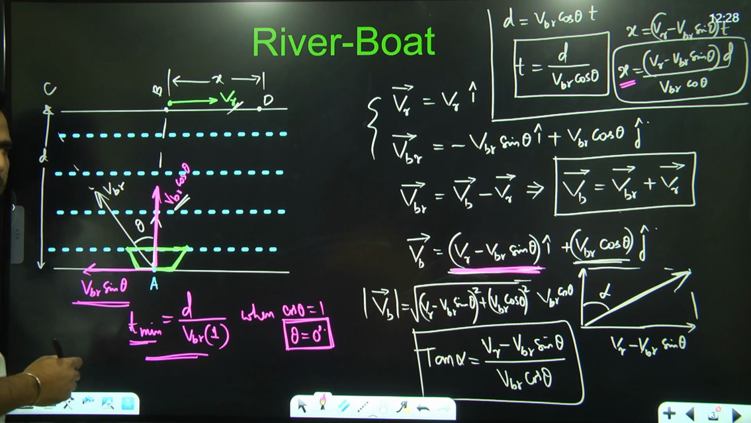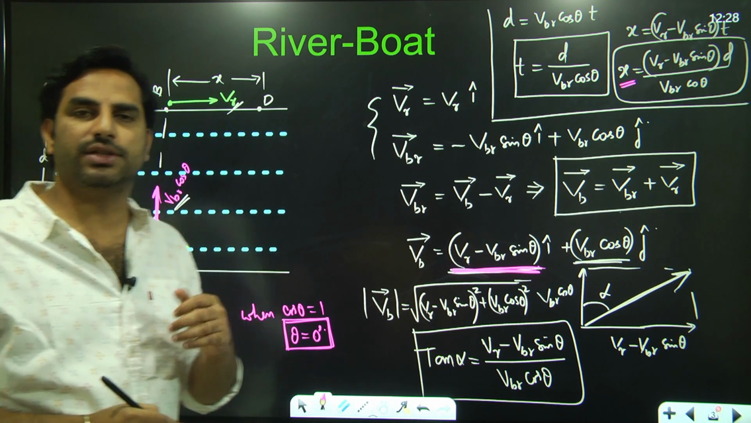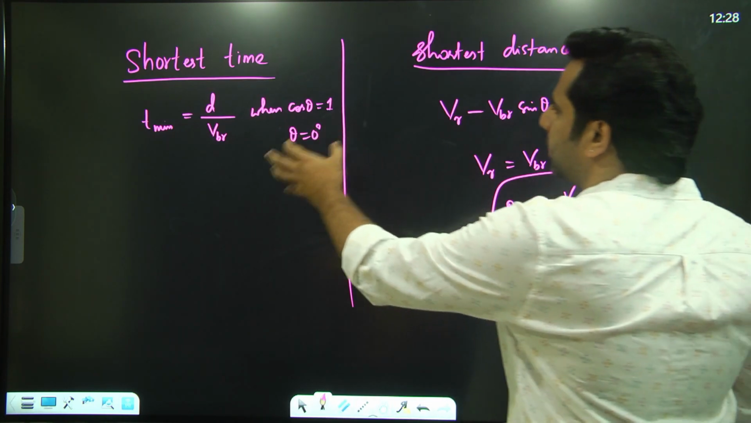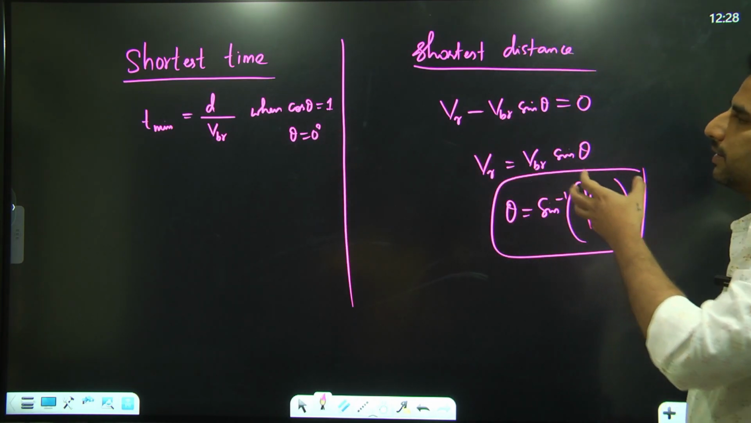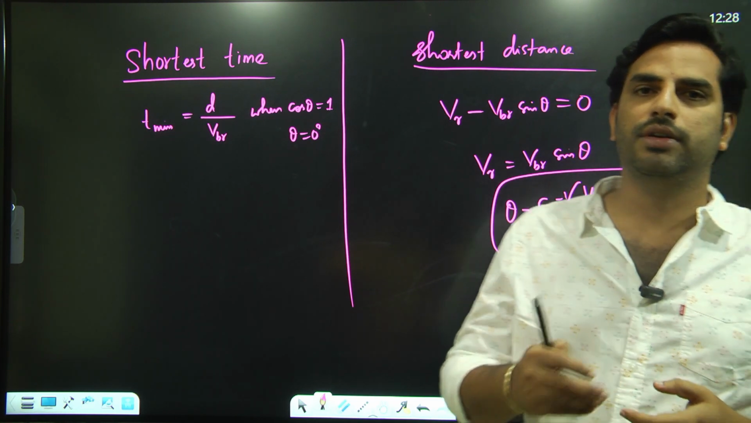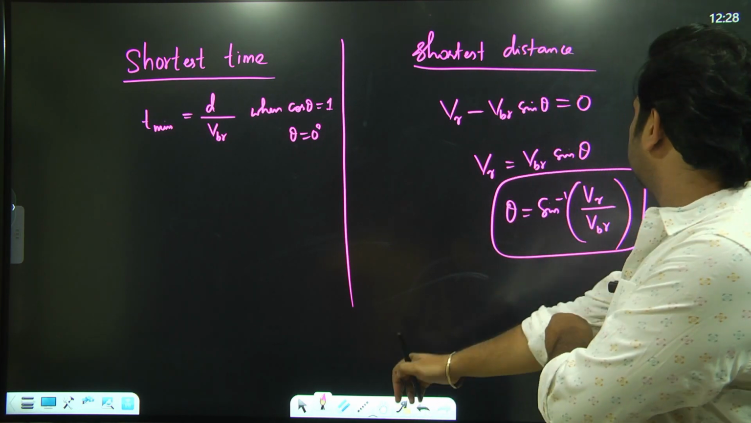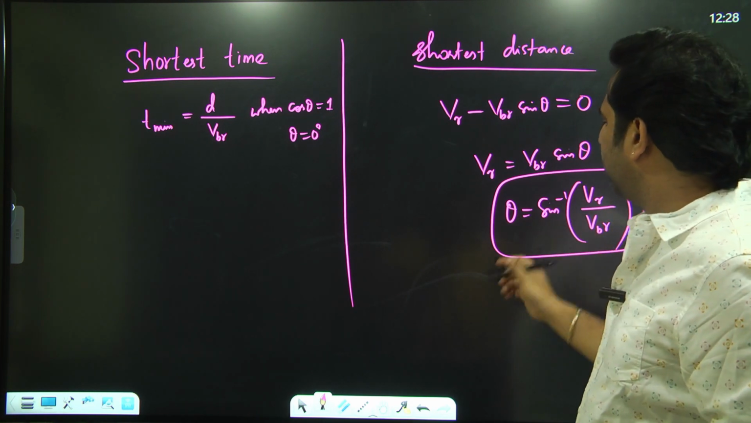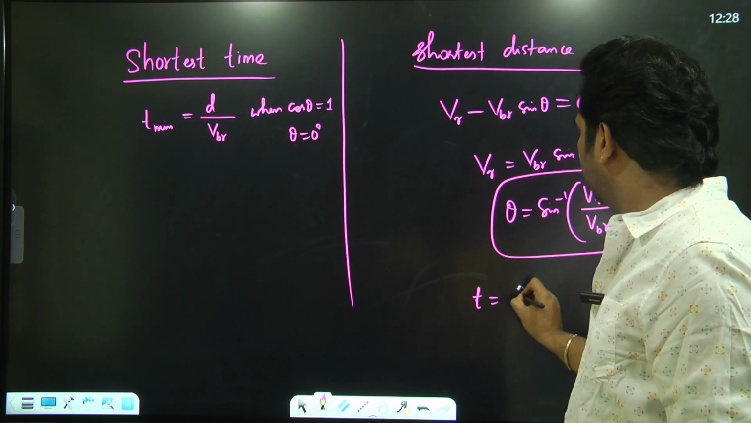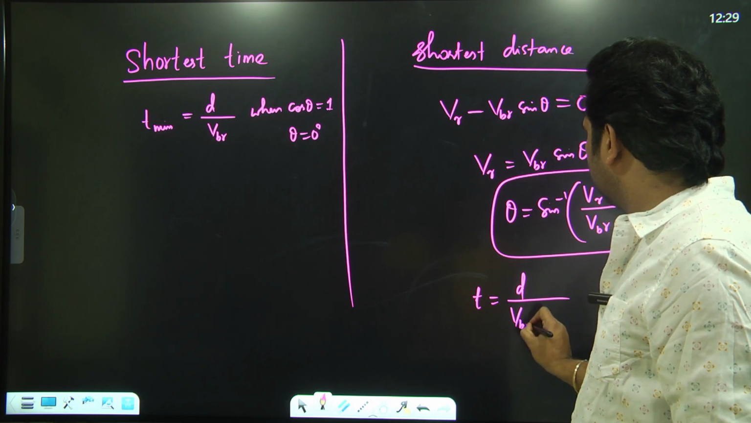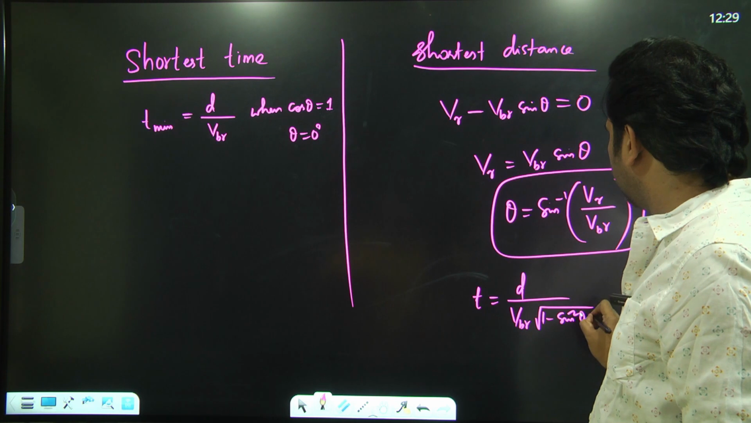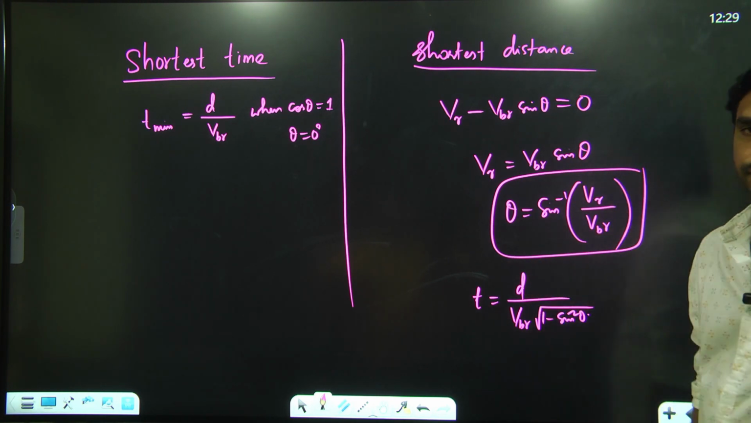But in this case, it will be the shortest distance but not the shortest time. If he wants to move in the shortest time, he has to compromise on the distance. If he has to cover the shortest distance, then he has to compromise on time. Because when theta is sine inverse VR by VBR, then the time is also different. So the time would be d by VBR cos theta. Cos theta can be written as root of 1 minus sine square theta, and you have to substitute this value here.